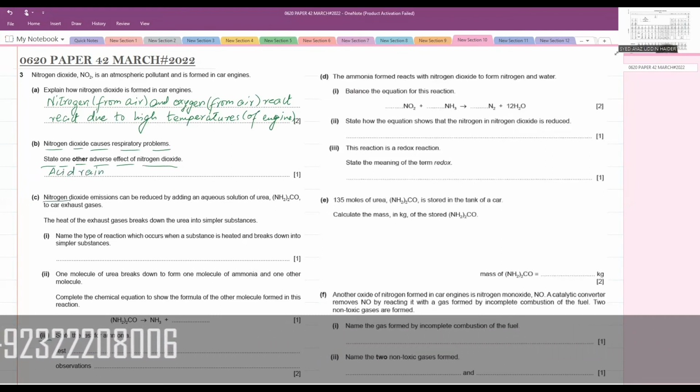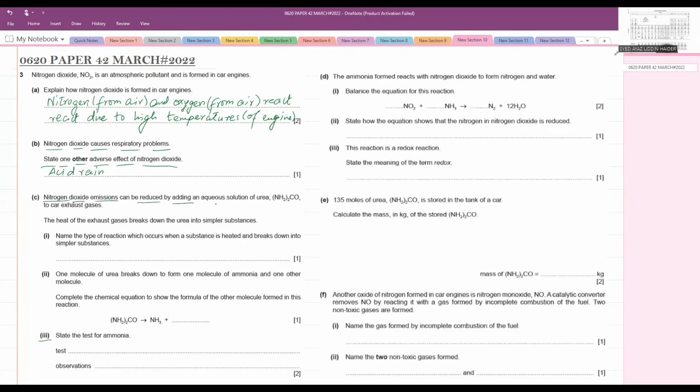Part C, nitrogen dioxide emissions can be reduced by adding an aqueous solution of urea, NH2 twice CO, to car exhaust gases. The heat of the exhaust gases breaks down the urea into simpler substances. Name the type of reaction which occurs when a substance is heated and breaks down into simpler substances. Now they are asking about the type of reaction. The answer is very simple, that is thermal decomposition. Thermal means related to heat and decomposition means breaking down of a substance.